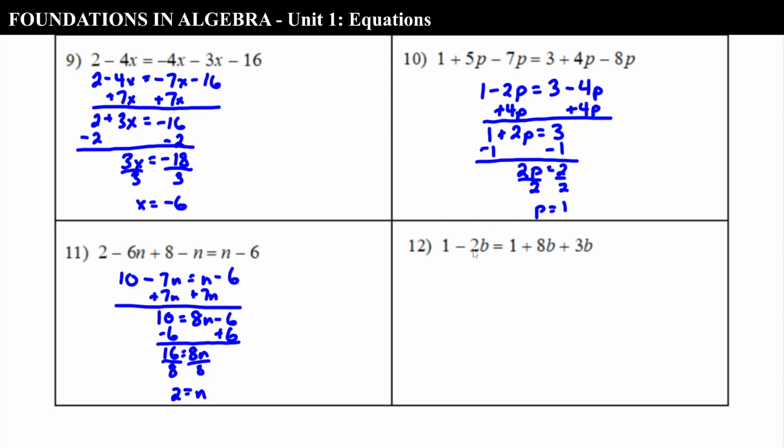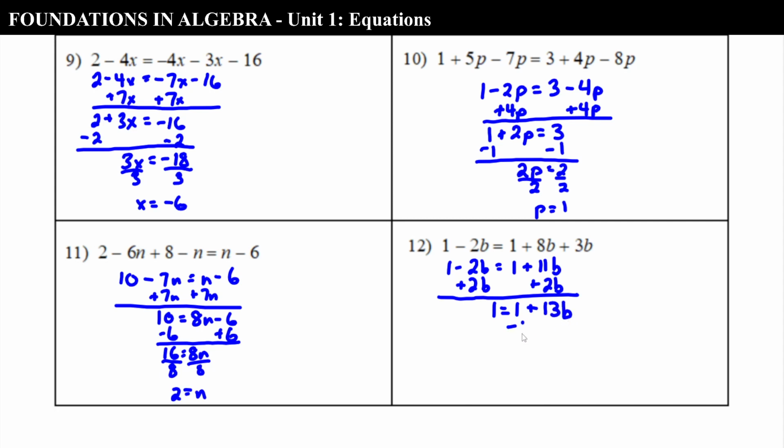And for number 12, we have 1 minus 2b on this side. 8b plus 3b is going to give us 11b. Now we are going to add 2b to each side. That gives us 1 equals 1 plus 13b.